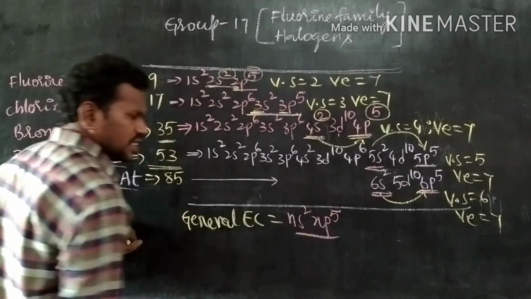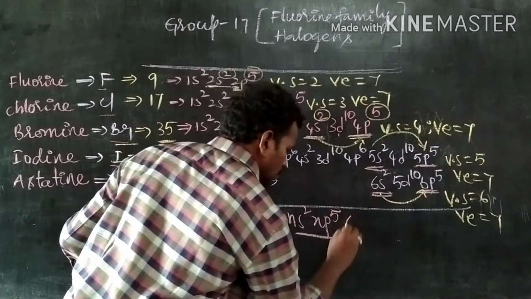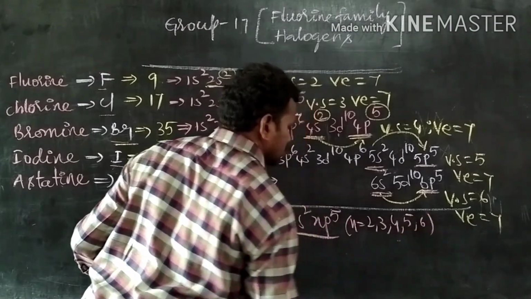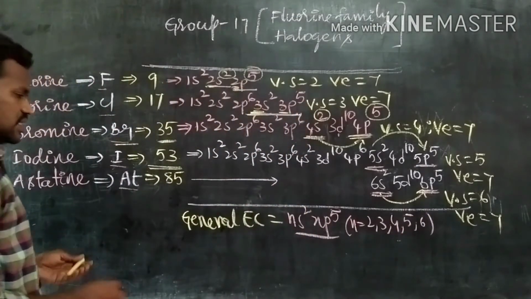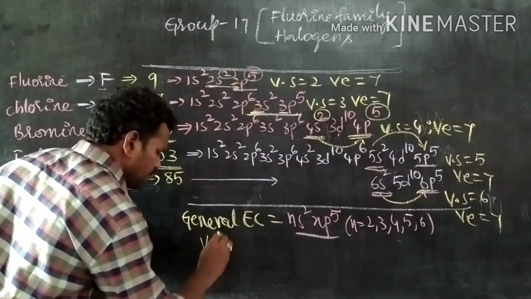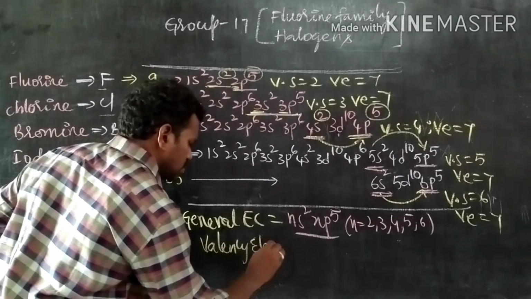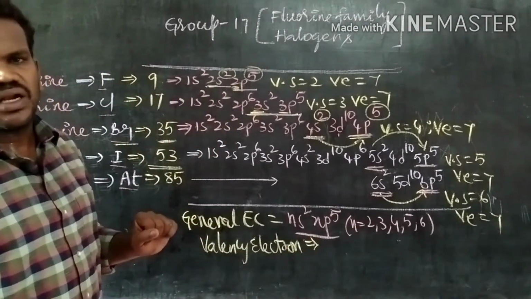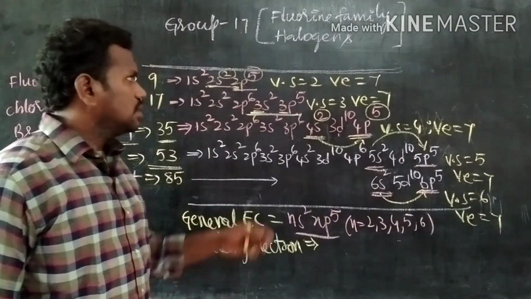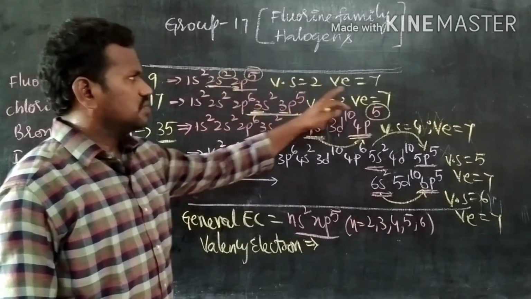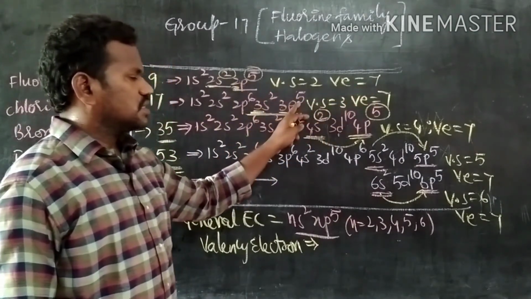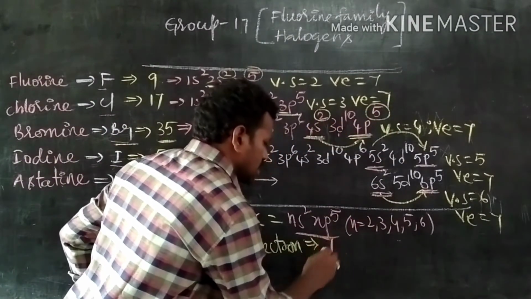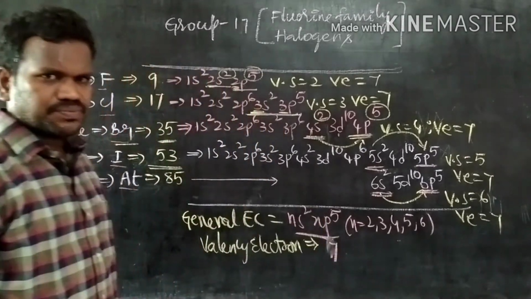So generally we can write it as ns2 np5, where n is equal to 2, 3, 4, 5, 6. Now let us come to the number of valency electrons. We already know valency electrons are nothing but the total number of electrons present in the valency shell. Here the valency electrons are 2 plus 5, that is 7. Here also valency electrons are 2 plus 5, that is 7. Here valency electrons are 7. So we can write the valency electrons as 7.